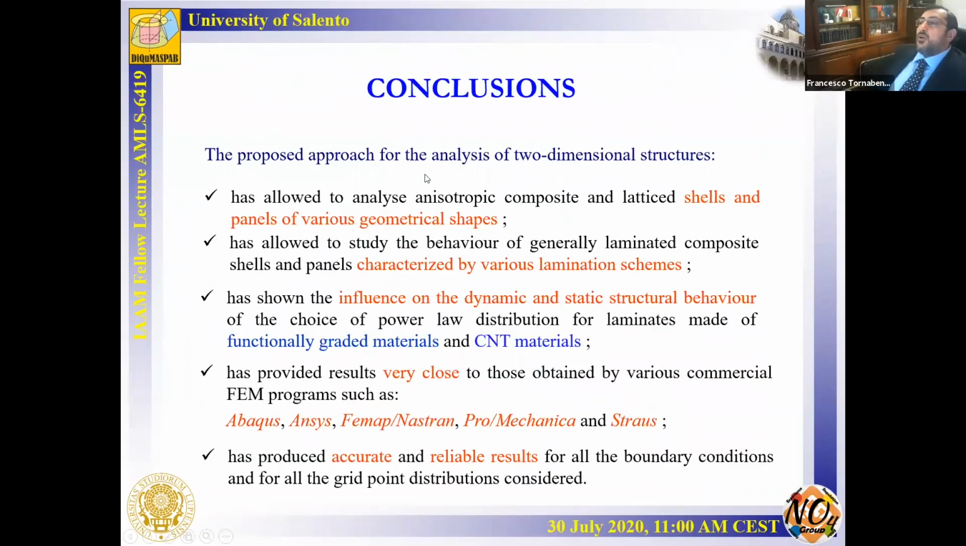And so the proposed approach for the analysis of two-dimensional structures has allowed us to analyze anisotropic composite lattice shells and panels of various geometrical shapes, has allowed us to study the behavior of generally laminated composite shells and panels characterized by various lamination schemes, has shown the influence on the dynamic and static structural behavior of the choice of power law distribution for laminates made of functionally graded materials and carbon nanotube materials, has provided results very close to those obtained by various commercial FEM programs such as Abaqus, and produces accurate and reliable results for all the boundary conditions and for the whole grid distribution considered.